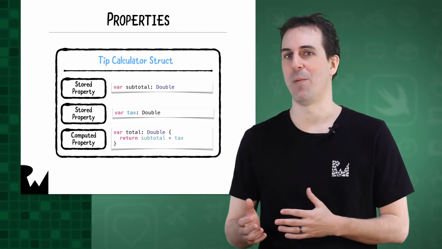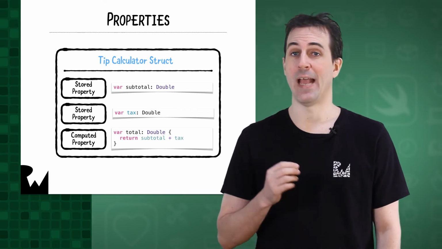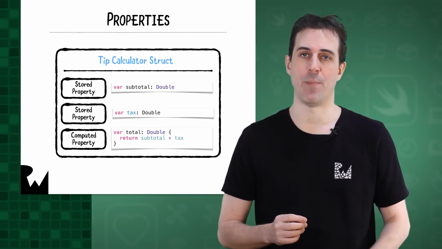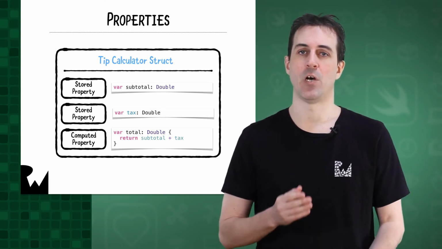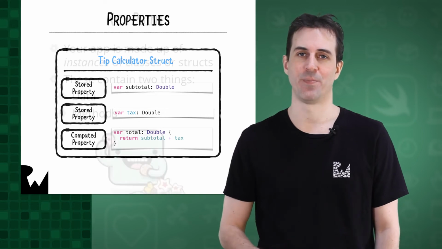Second, there are computed properties. This is when you want an instance to run some code that you write in order to calculate a piece of data. For example, you might want to make a computed property calculate the total bill based on the subtotal and tax stored properties that you created earlier.